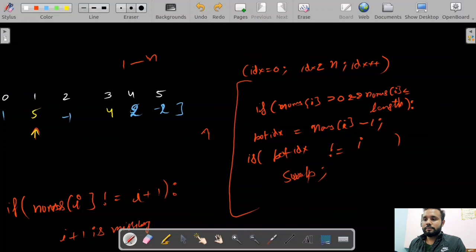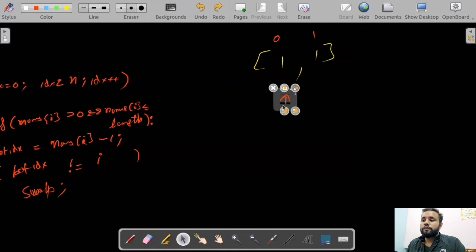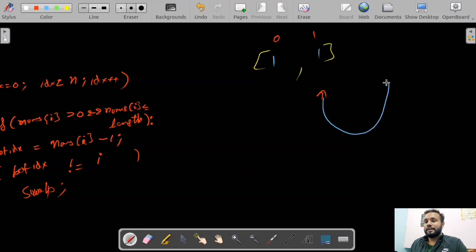Let me try to explain it with the example 1, 1. So what's happening in this case is this index 0, this index 1. We are here, we said that this one belongs to its exit position, this one belongs to its exit position. So according to our algorithm, we move forward, and at this point we say this one belongs to index 0, so swap them. We are just swapping them, but both the numbers are same, and we are not moving our index I forward.